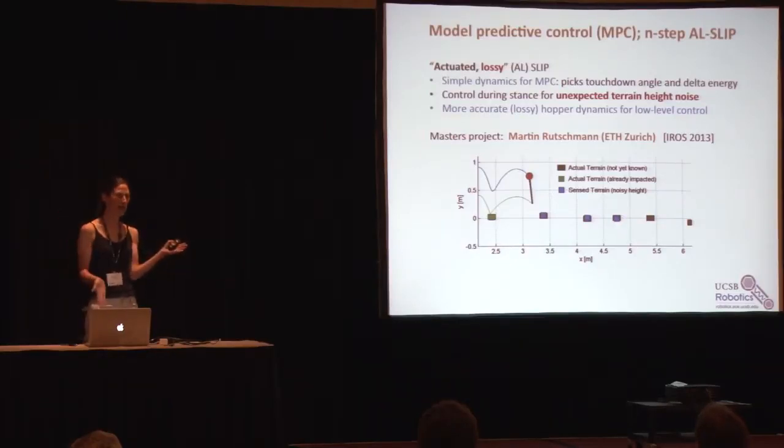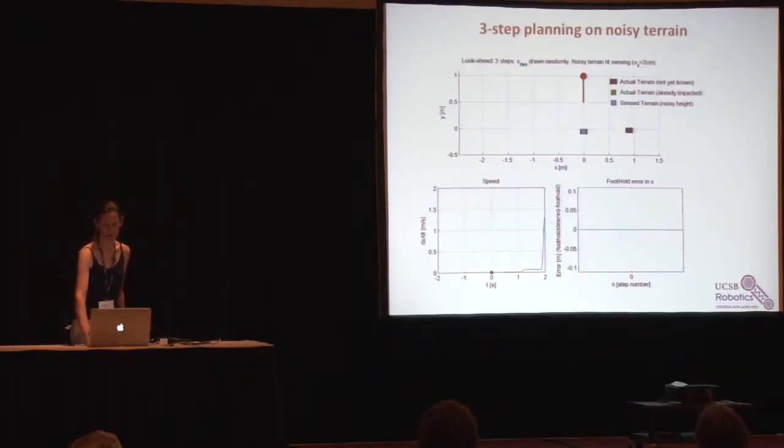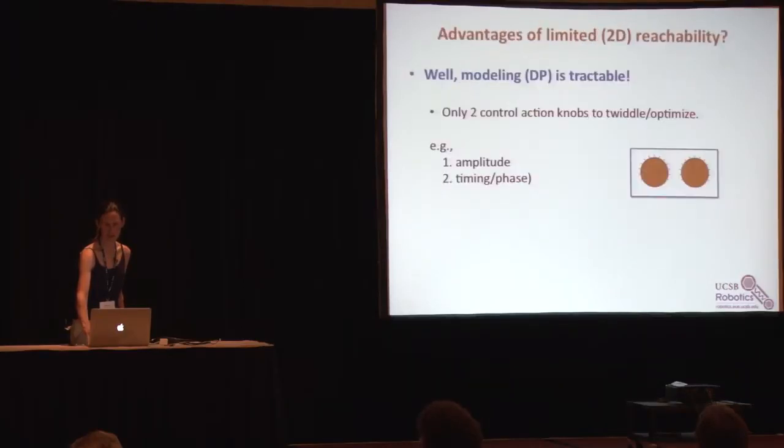And then once we're actuating a certain step, we use a lossy model, a more accurate dynamic model, and we tune what the actuator is doing to try to stay on that plan for the model predictive control, and it can also stay responsive to terrain noise. And I've got a video, but I'm going to skip over that.